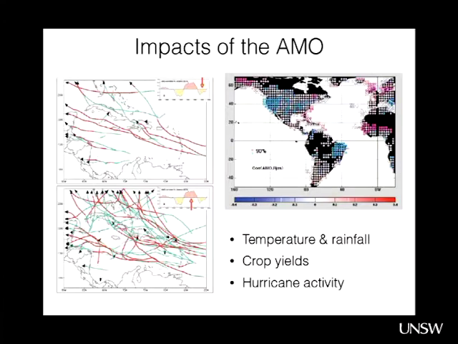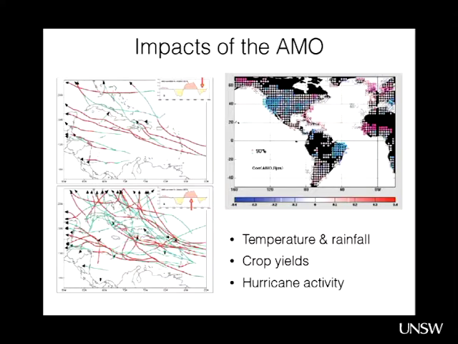and European rainfall and American rainfall. So this is a plot of its effect on rainfall. So when the AMO is positive, you have more rainfall in the Sahel, more rainfall in Europe, less rainfall over large parts of America, South America.